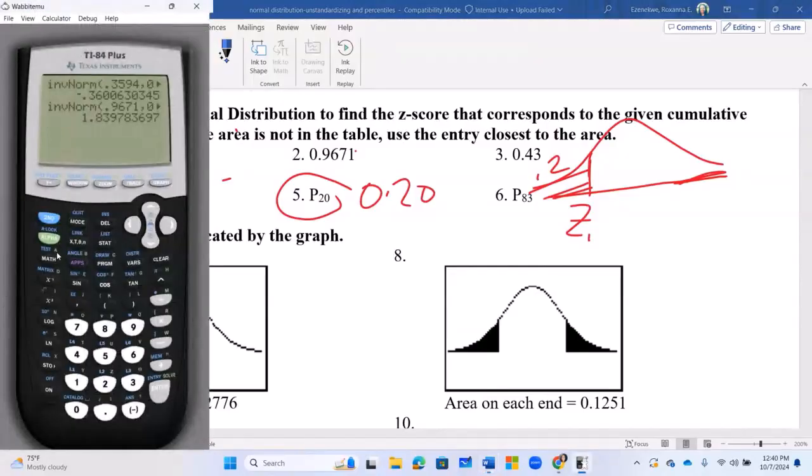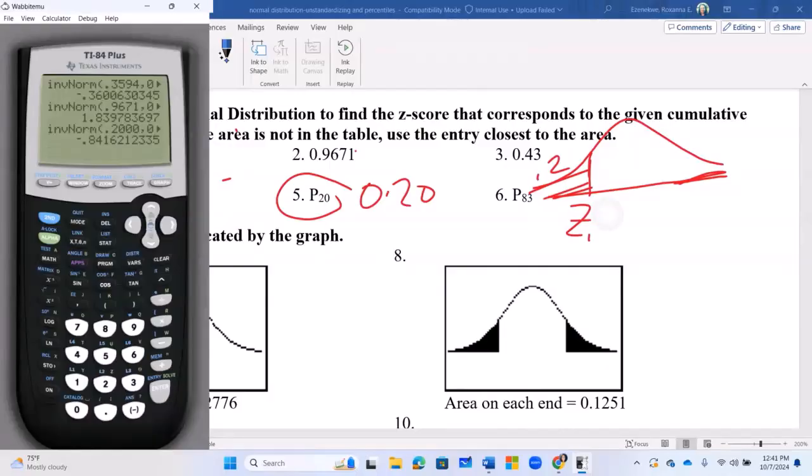So I will get my calculator. I'll pull up my calculator and pull up inverse norm, and then I'm going to arrow down and type in 0.2000. The point is already there, so I'm just going to put 2, 0, 0, 0. The mean is 0, the standard deviation is 1. This is a standard normal curve. And so the z-score is negative, like we know, because 20% is less than 50%. The mean divides the normal curve into two congruent parts, 50-50.